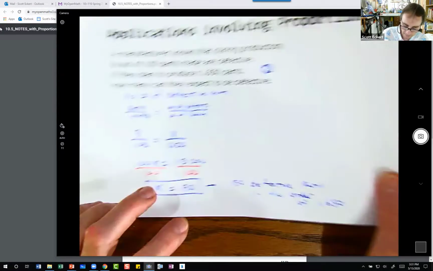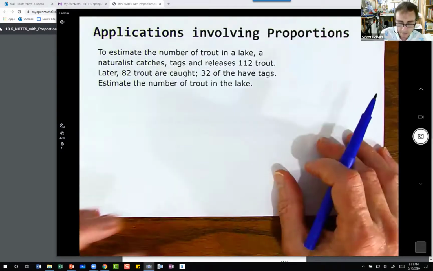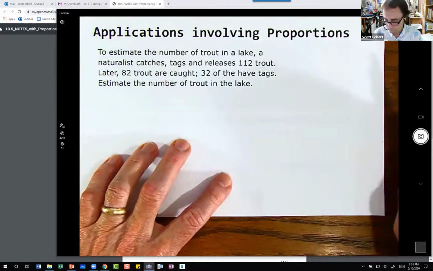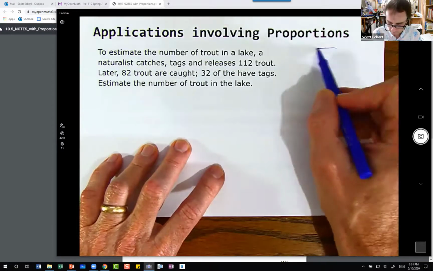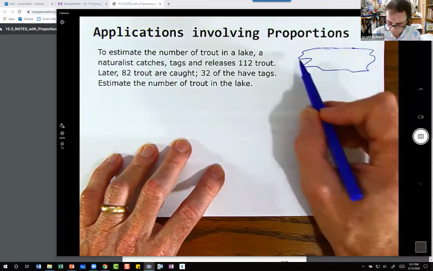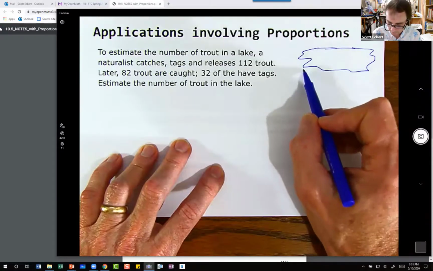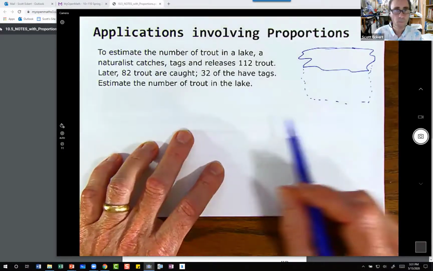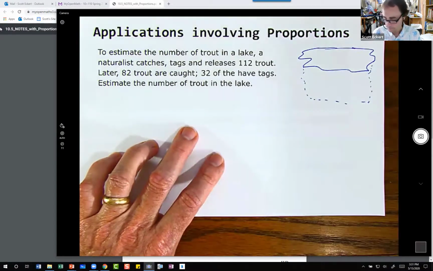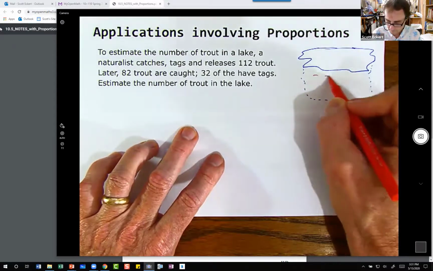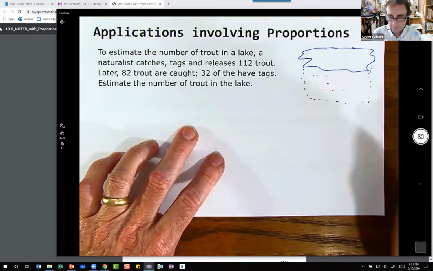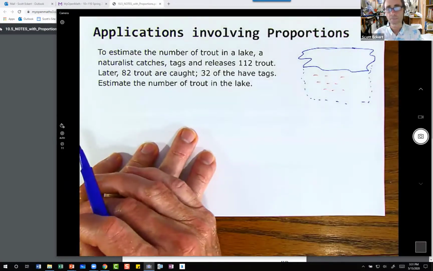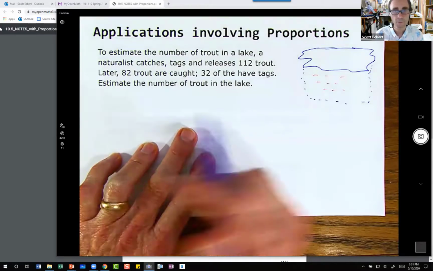Here's another example, and the last example I'm going to do in the field of biology. So we've got a lake. And underwater, we have a bunch of trout. Now, how many trout are in the lake? The biologist doesn't know, right? You can't go down there and count them all. But this would be an important number.